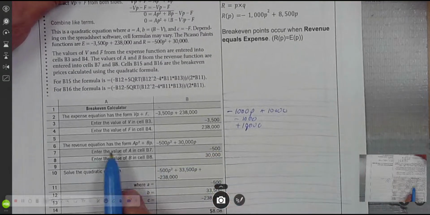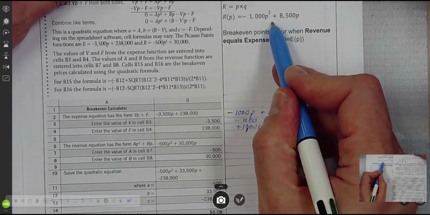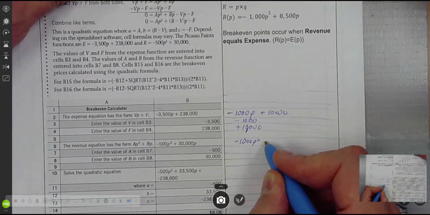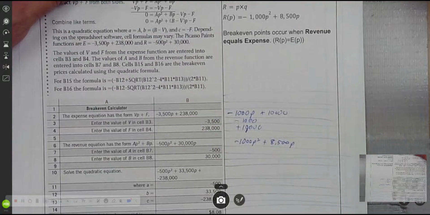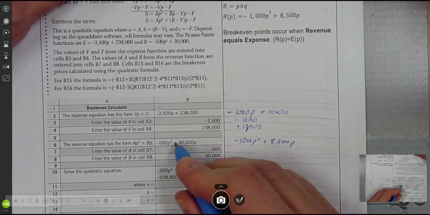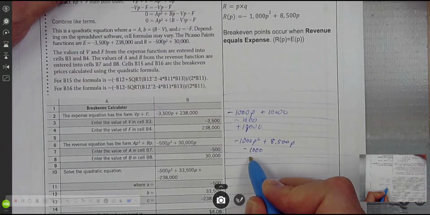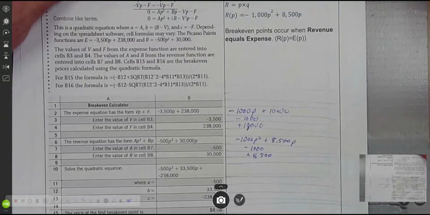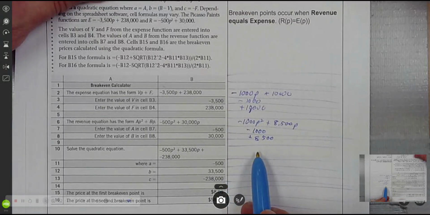All right, then they had their revenue function. Goes there. Oh, okay, let me put my revenue function. It's this right here. It's negative 1,000 P squared plus 8,500 P. And then they broke it up, right? They took 500. Okay, so I got to break it up too. There's my negative 10,000. There's my positive 8,500. Okay. So now I have to kind of give them the quadratic equation, figure this out.